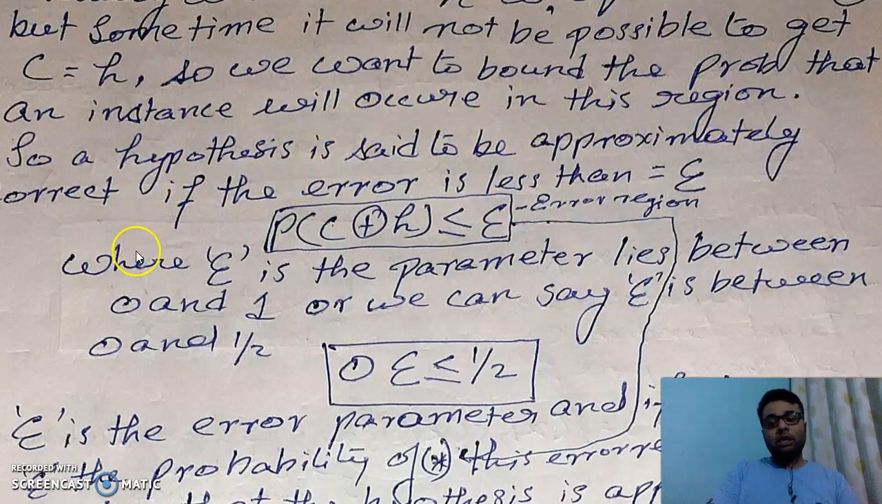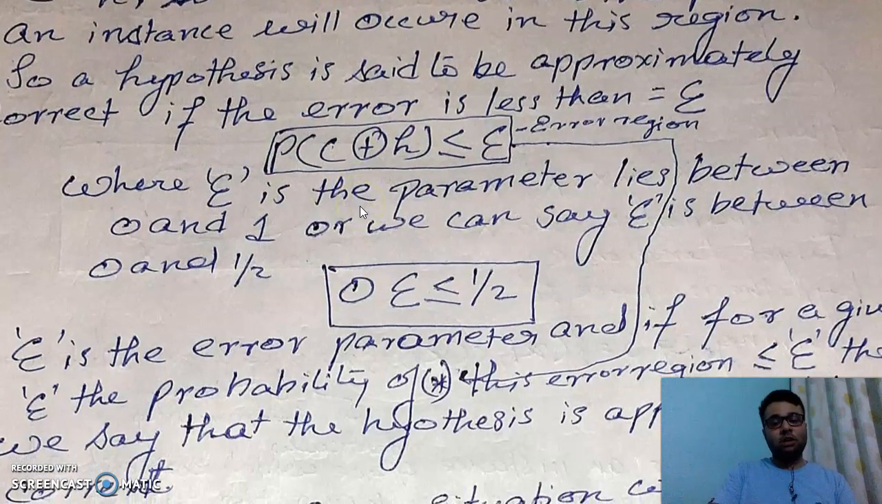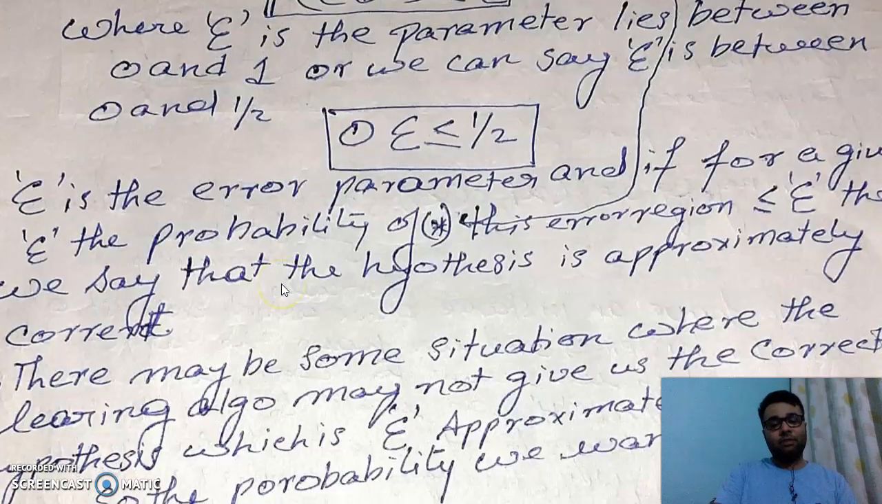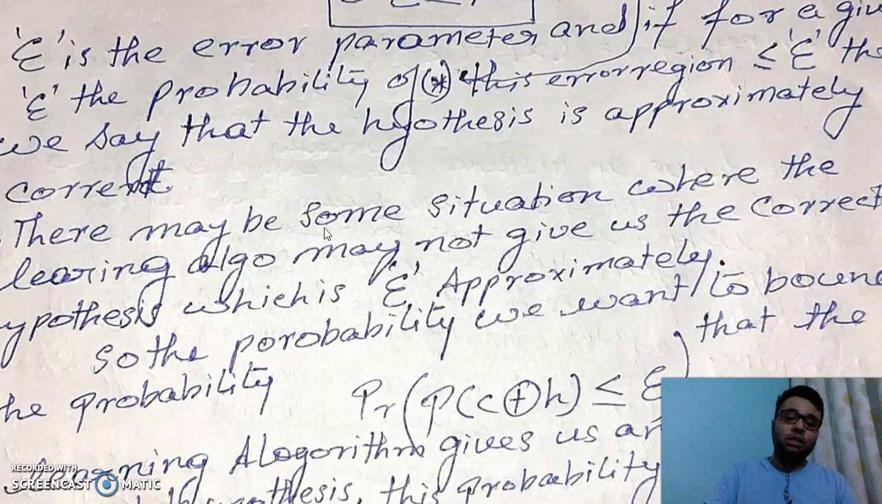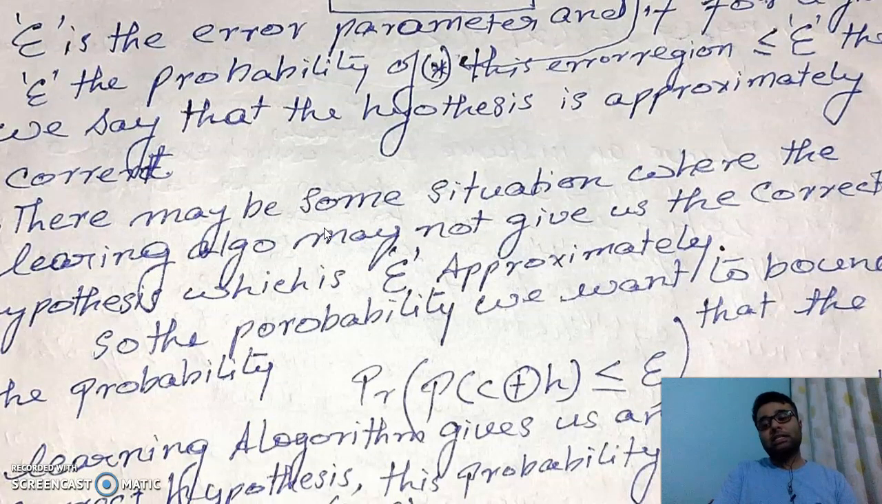A hypothesis is approximately correct if the error is less than or equal to epsilon, which gives you this particular equation, where epsilon is a parameter that lies between 0 and 1, and we can say that epsilon is between 0 and half. So epsilon is the error parameter, and if for a given epsilon the probability of this specific error region is less than or equal to epsilon, then we say that the hypothesis is approximately correct.